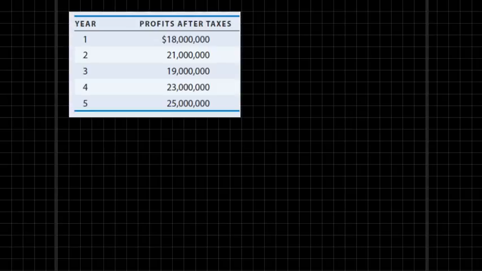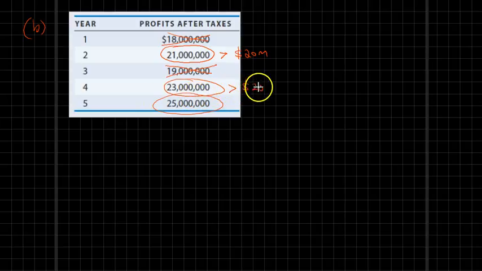For part B, we need to first identify the years where our profit will exceed the $20 million. Obviously, the first year is not one of those years. In the second year our profit exceeds the $20 million, so that's good. Third year we are below. Fourth and fifth year we are again above the $20 million benchmark. As a result, we can create the following table.